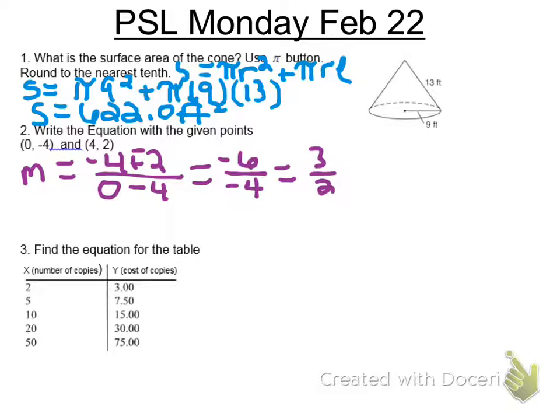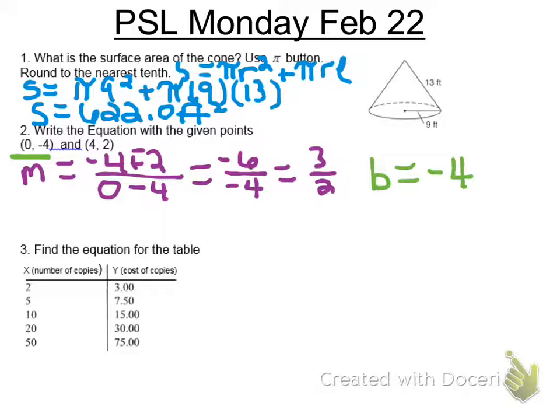The other part that we need to know is we need to find our b, or our y-intercept. Remember, our y-intercept is where x is 0. So if you look at this point right here, remember x is the first part of the coordinate, and it shows that it's 0. So our b is going to be that y value, that -4.